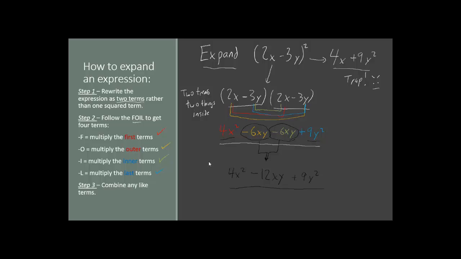So, the important thing is, if you see a polynomial that's squared, you can't just square everything inside of it. You have to rewrite it into 2 parentheses and then use the FOIL method in order to get the correct answer.